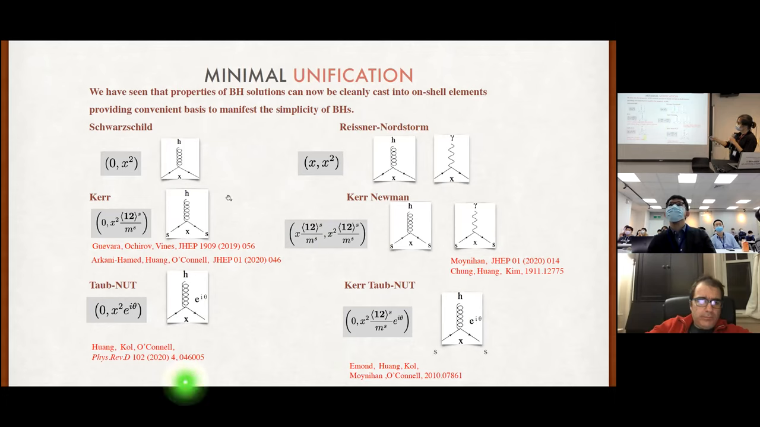So for example, you start with Schwarzschild, which is just the gravitational coupling. Reissner-Nordström just means you have minimal coupling both in the gravitational sector and the photon sector. So the first component is the photon sector, the second component is the gravitational sector. Kerr just means that the gravitational sector is minimally coupled with arbitrary higher spin. Kerr-Newman is the same thing for both the gravitational and the electric sector. Taub-NUT is the phase rotation. Of course, you can put all of these modifications together to generate Kerr-Taub-NUT, which we showed to be the case in a paper last month.